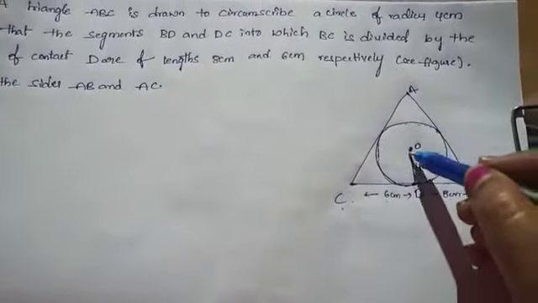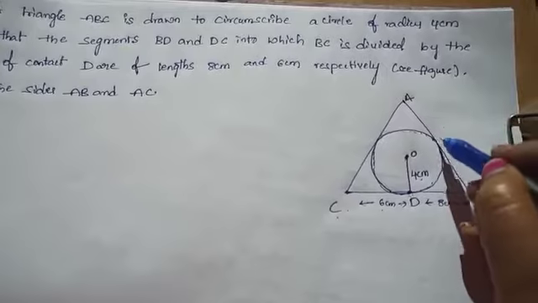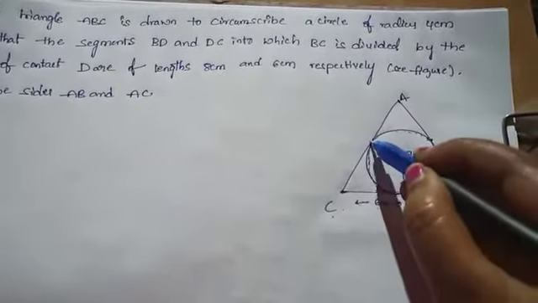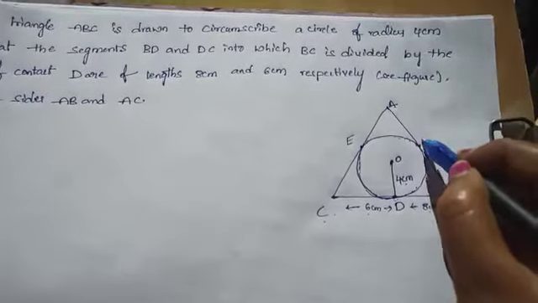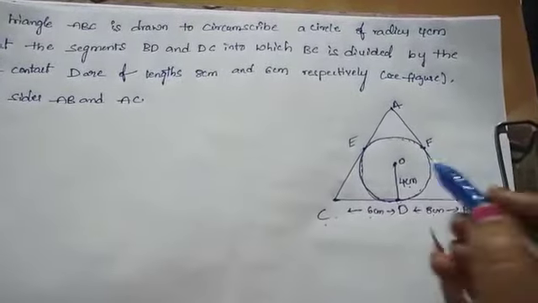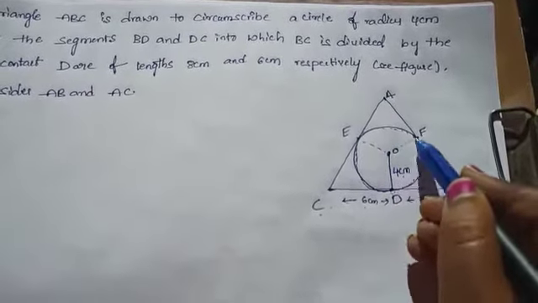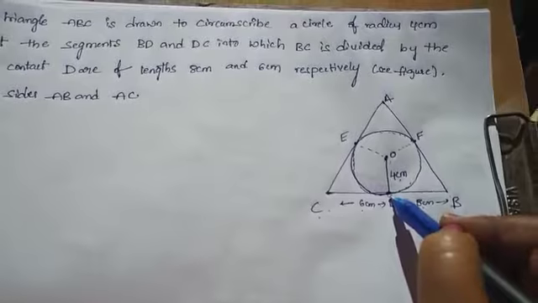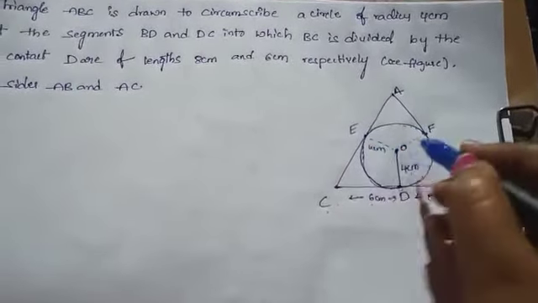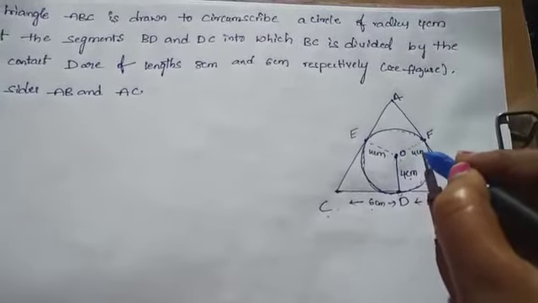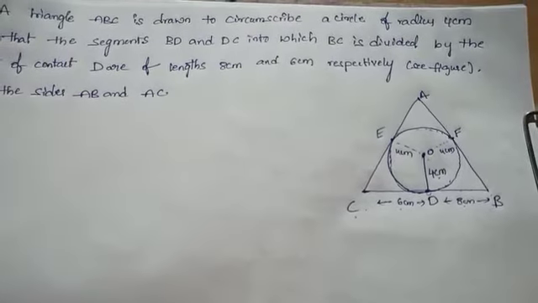Here the given radius of the circle is 4 centimeters. Let the points of contact be E and F. OE, OF and OD are radii of the circle. So OE equal to 4 centimeters and OF equal to 4 centimeters. Radius of the circle is 4 centimeters.